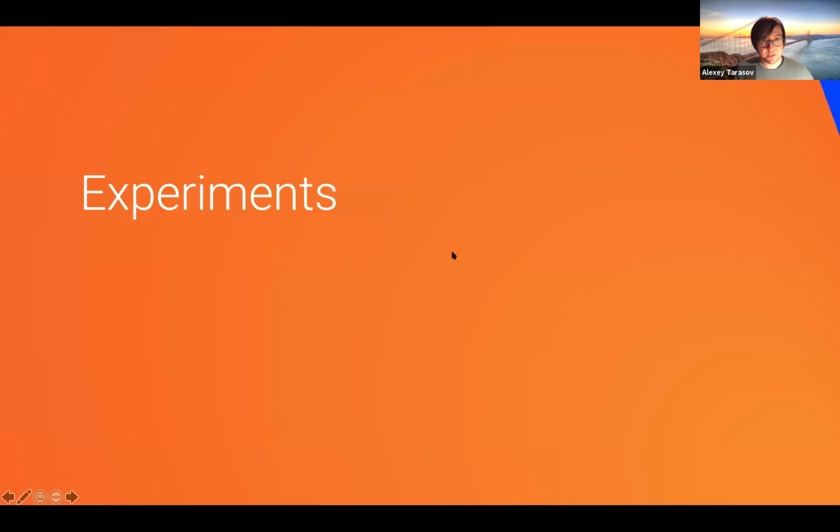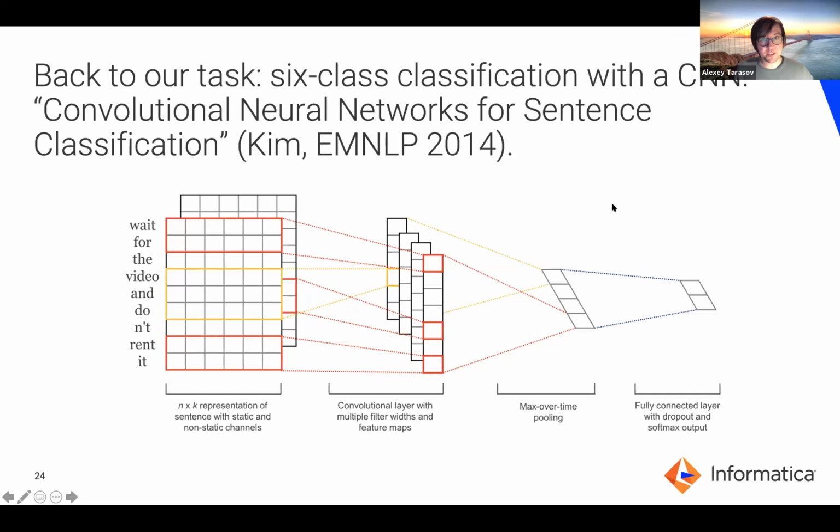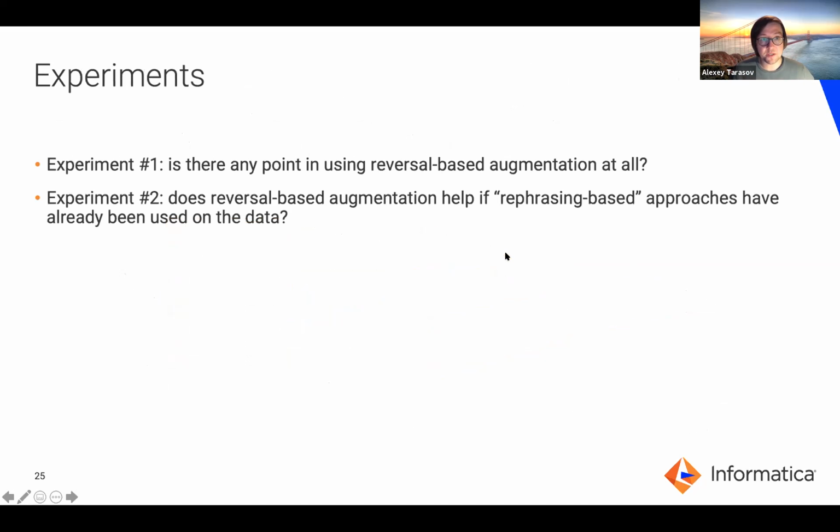So, experiments. We did a 6-class classification. So basically we needed to determine the intent behind whatever the user puts in. And we used the well-known CNN by Yoon Kim. Again, you have probably used it many times, nothing unusual here, just a CNN with word embeddings, very standard.